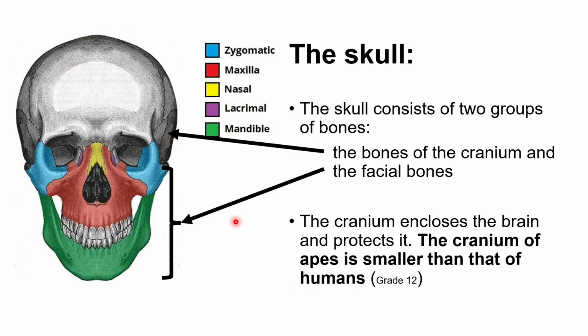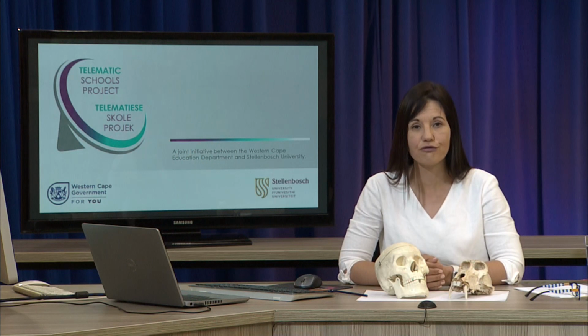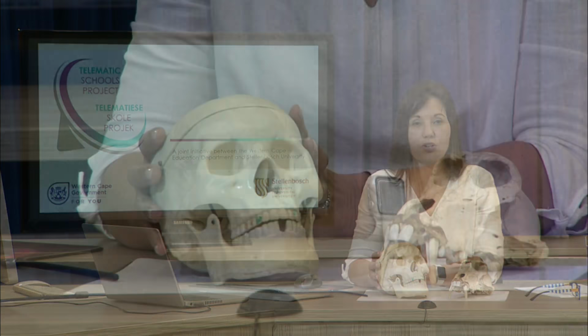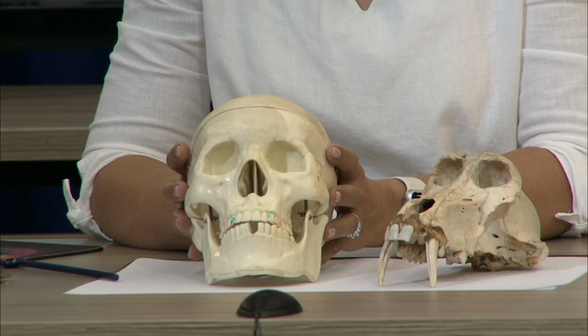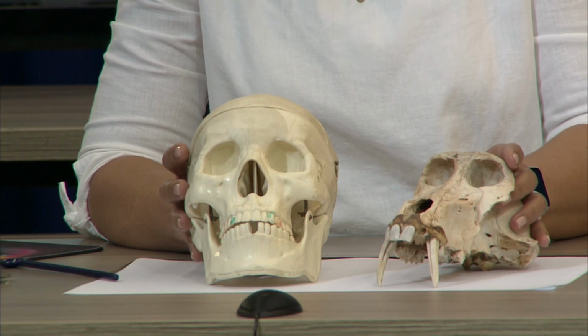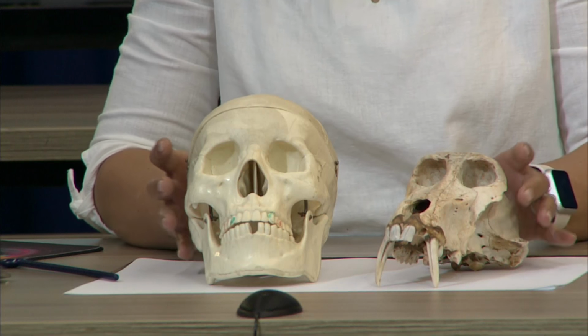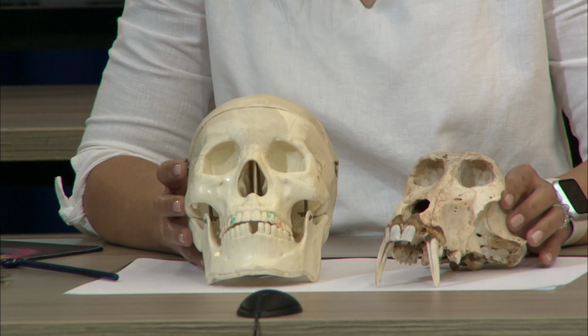Now first of all, we see that the cranium encloses the brain and it protects it. Remember that the brain is a very soft organ, so it needs protection. And then the cranium of apes is smaller than that of humans. So let's quickly look at the two models that I've got in front of me. On the one side, I've got a human skull, and on the other side, I don't have a chimpanzee or an African ape, but I've got a baboon skull.